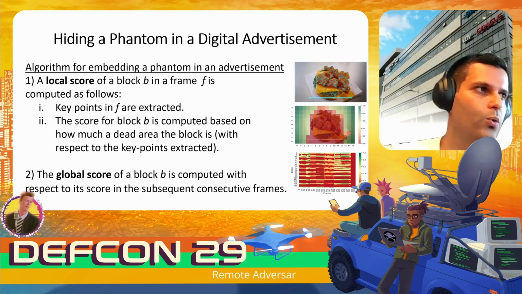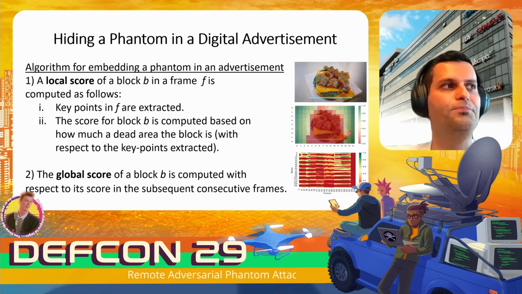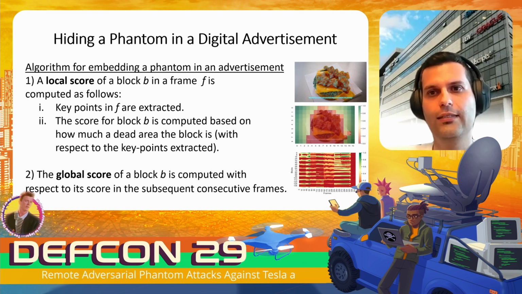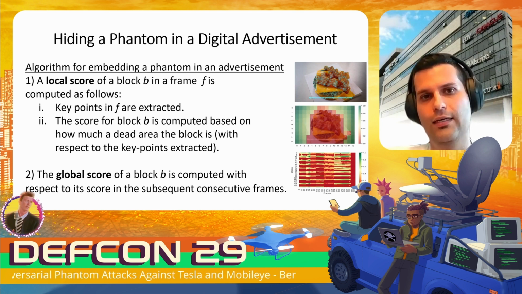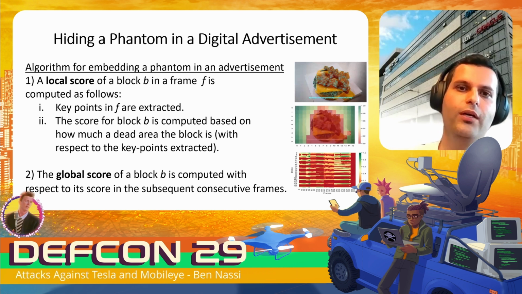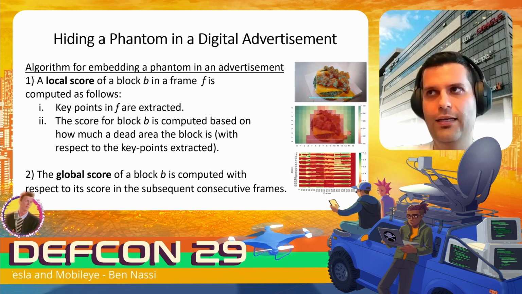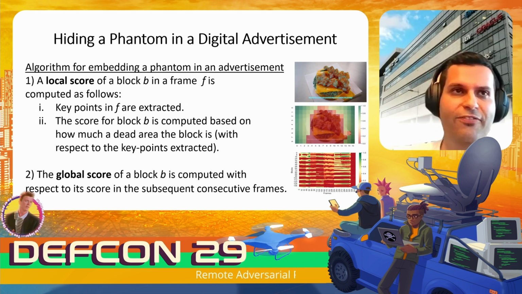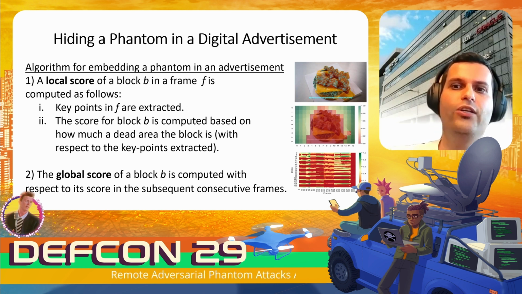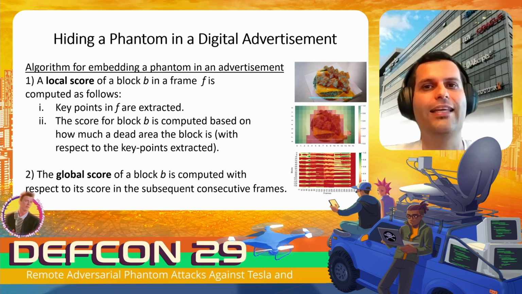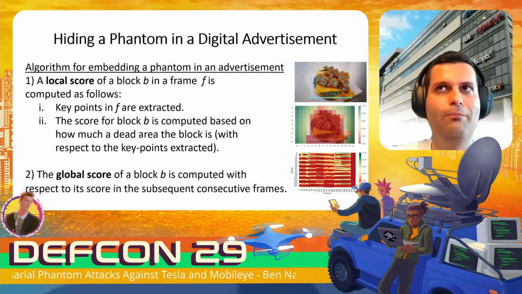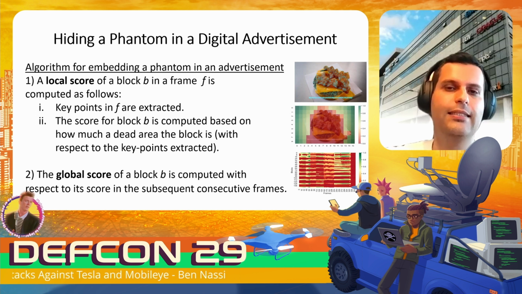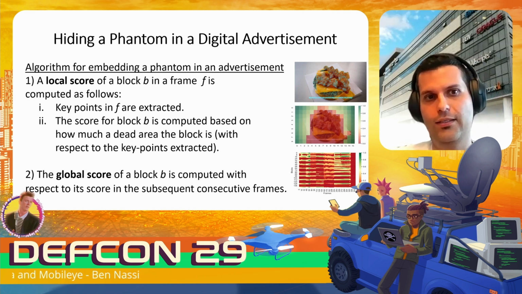And in order to do so, instead of projecting a specific object, the specific phantom on their advertisement, they can actually manipulate an existing advertisement by embedding a phantom inside of it. And in order to do so, they can find what I call a dead area, which won't be identified even by a person that maybe sits inside the driving car. For example, in the case of a semi-autonomous car.